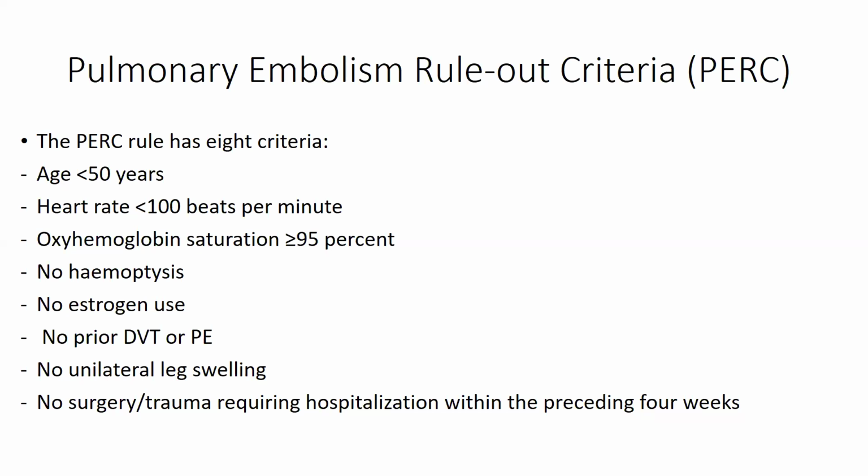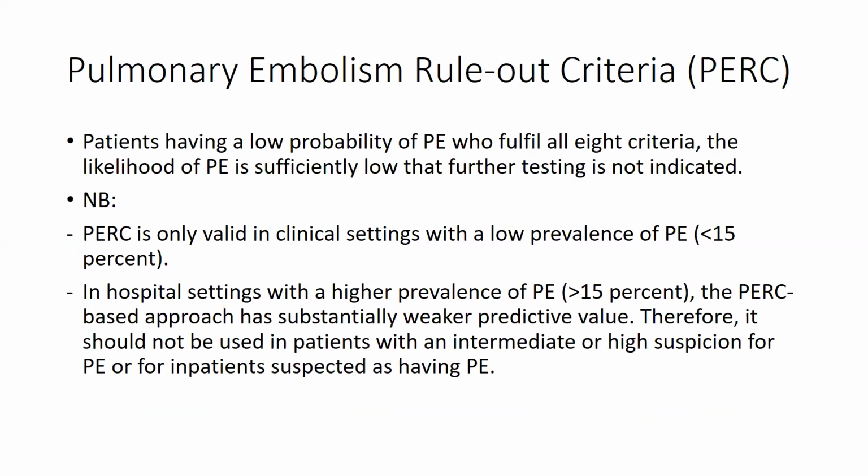So if a patient fulfills these 8 criteria: the patient is younger than 50, is not tachycardic, SpO2 is greater than 95%, there's no hemoptysis, no use of estrogen, no prior DVT or PE, no unilateral leg swelling, no surgery or trauma that required hospitalization within the preceding 4 weeks. You can definitely say that there's no PE in this patient. So that's what we know as the pulmonary embolism rule-out criteria.